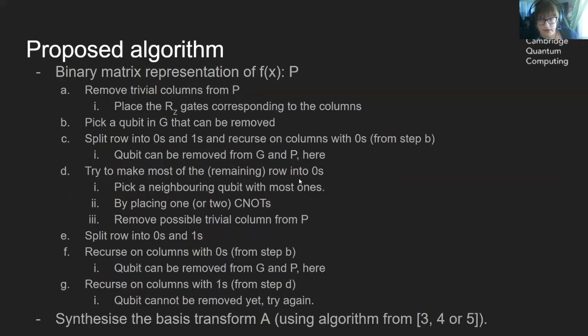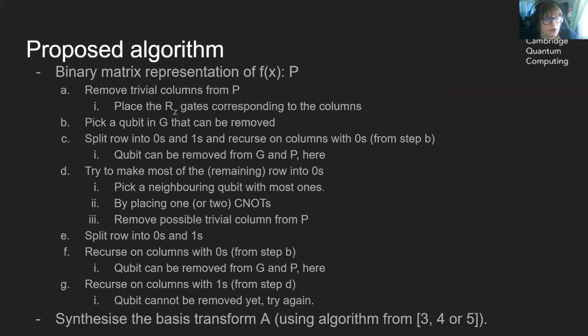And this is the main idea behind our algorithm. So we start with our binary matrix representation of our f of x, and we call this matrix P. First, we synthesize all the phase gadgets that are only acting on a single qubit, as these are trivial since they only require a single Z rotation gate to be placed. And the columns corresponding to the synthesized phase gadgets can then be removed from the matrix representation as seen before in our example. So next, we pick a non-cutting vertex from the connectivity graph G, such that it can be removed without disconnecting the graph.